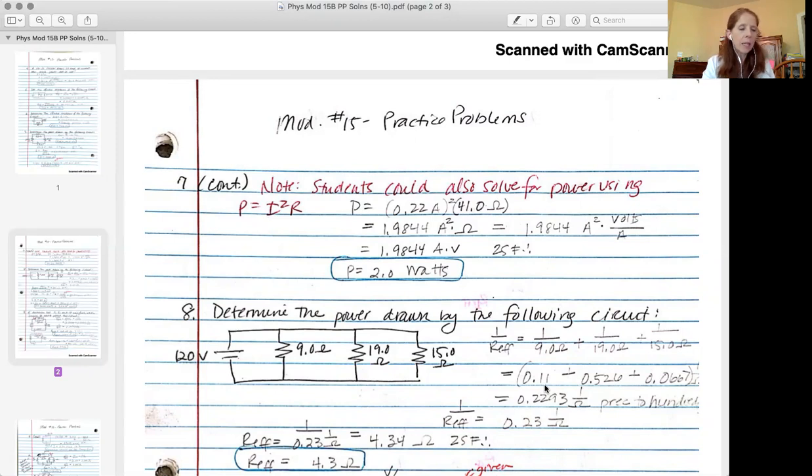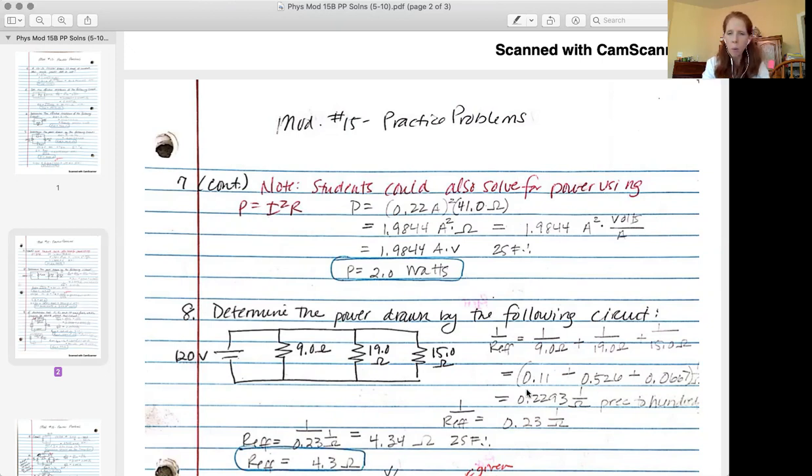1 over 19 is 0.0526, right? 0.05263157, this goes on. It's 0.0526. I've got 3 significant figures, so I've got to report 0.0526. And then 1 divided by 15 is 0.0666666 repeating. So again, I've got 3 significant figures, so what I'm going to report is 0.0667. Again, remember, these first 2 zeros are not significant figures.